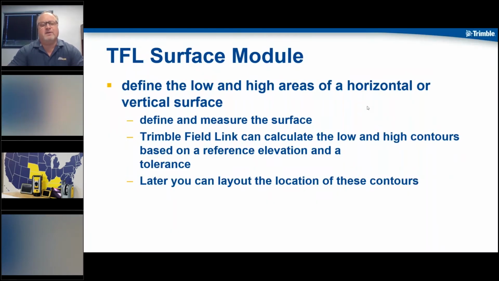Thanks, Sean. So the TFL, the Trimble Field Link Surface Module, we're going to define our high and low areas on horizontal surfaces, or we can measure the ins and outs on a vertical surface. So one of the things that we're going to do is we need to define the surface first. And then once the robot has taken all those measurements, it'll give you the highs and lows or the contours based on a reference elevation that you put in. So later on, let's say you've got some high points that you need to cut down. You can lay out those points, and we can then just cut those points down.